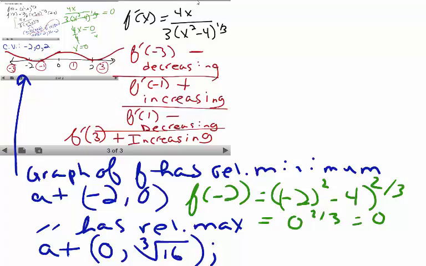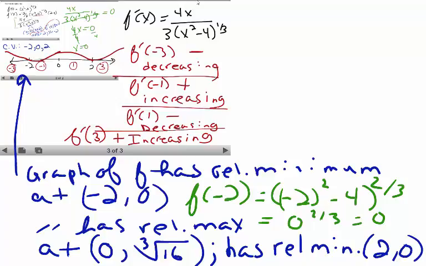We would also find one additional relative minimum at 2, 0. Again, plugging 2 into our function f, our output will be 0.